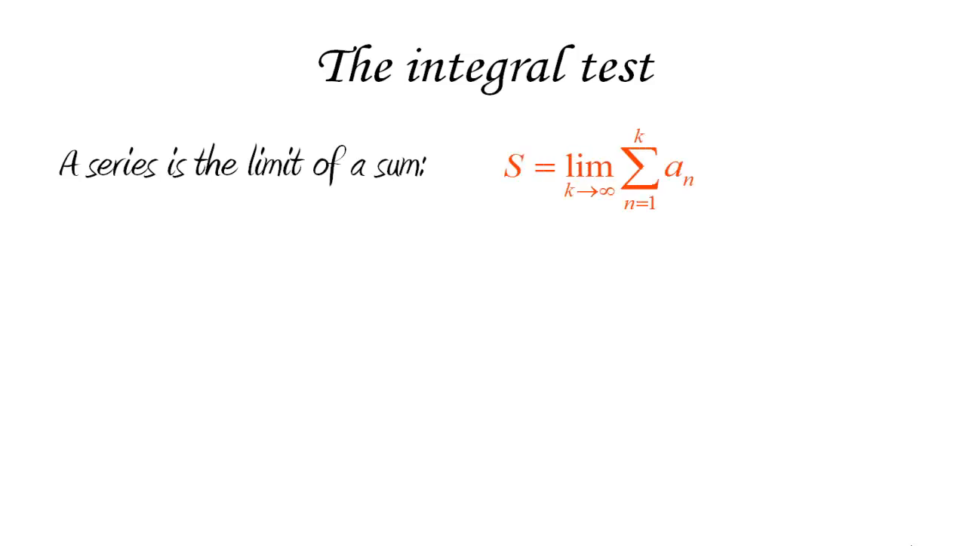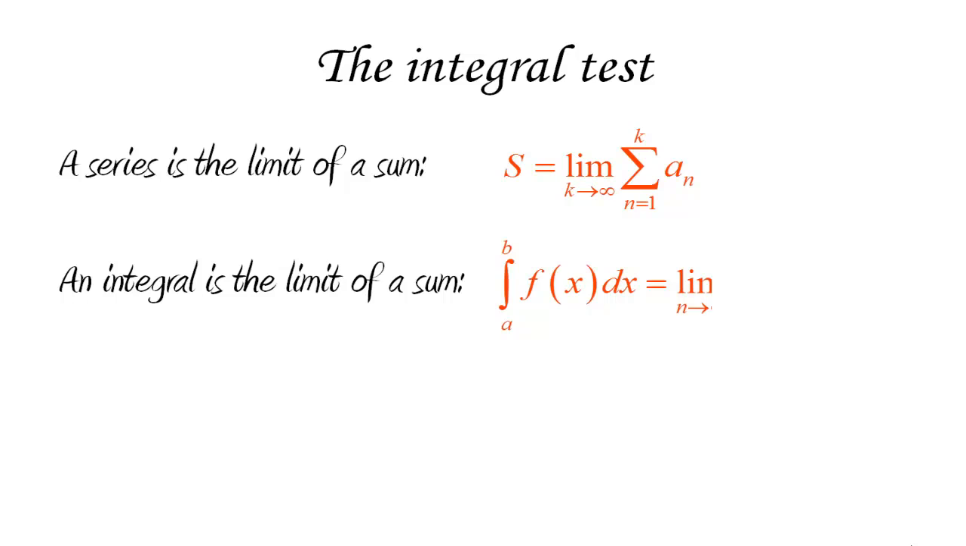In fact, if you think about it, a series is the limit of a sum, right? It's obtained as the limit as k goes to infinity of the sum from 1 to k of the terms of a sequence. Well, but so is an integral, or at least a definite integral, right? We defined a definite integral, a Riemann integral, as also the limit as n goes to infinity of the sum from 1 to n of certain things. Now, in both cases, we have limits of sums which become infinitely large.